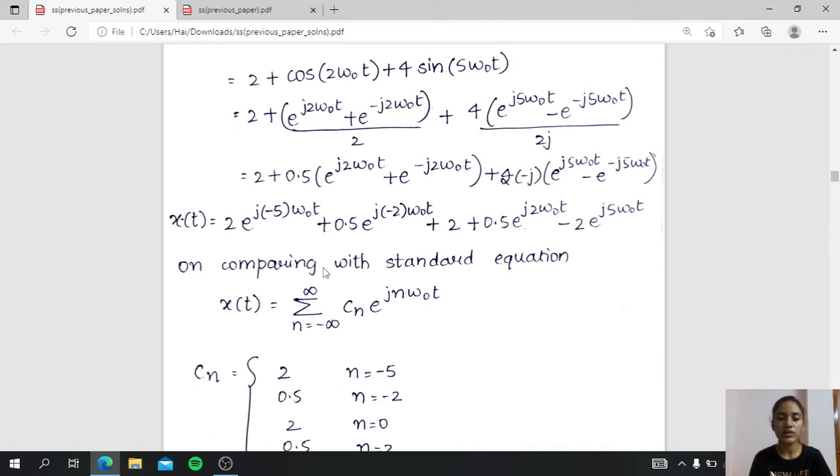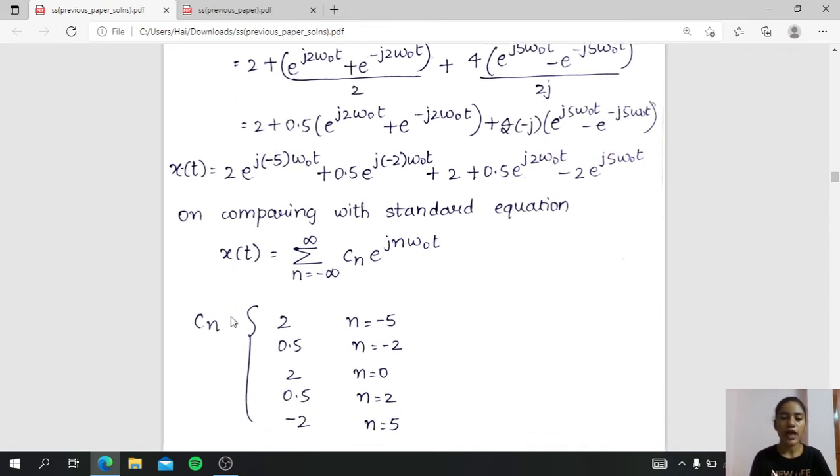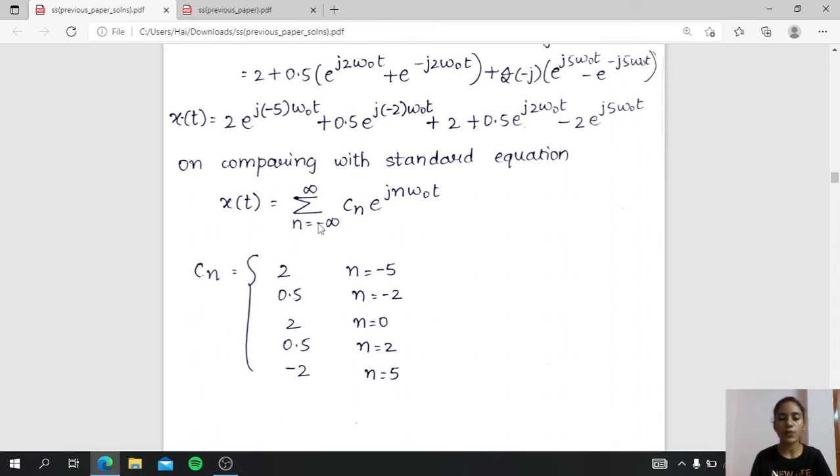Now compare this x of t with the standard equation. X of t is equal to summation n varying from minus infinity to infinity Cn e power j n omega naught t. So at a particular n value, we have Cn values. At n is equal to minus 5, you have Cn is equal to 2. At n is equal to minus 2, you have Cn is equal to 0.5. At n is equal to 0, you have Cn is equal to 2. At n is equal to 2, Cn is equal to 0.5. And at n is equal to 5, Cn is equal to minus 2. Thus, you need to mention it here. And this is what we require.